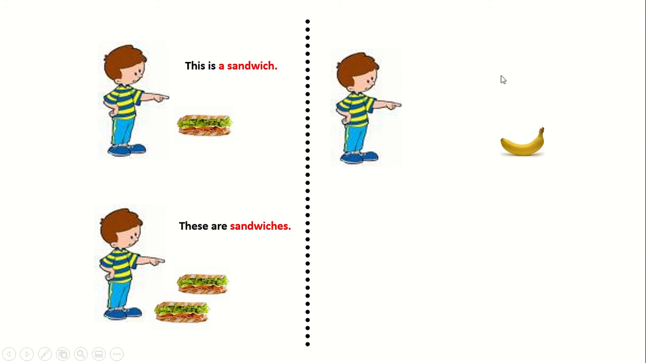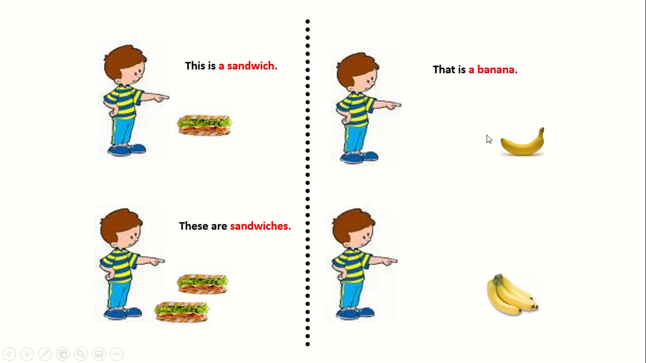Now let's move to another picture. It's a boy and it's a banana, one banana, but the boy is far from the banana. Far, بعيد. There's a big distance. So what do we say? We say that is a banana. Another picture, the boy is far from not a banana but bananas. So what do we say? Those are bananas.